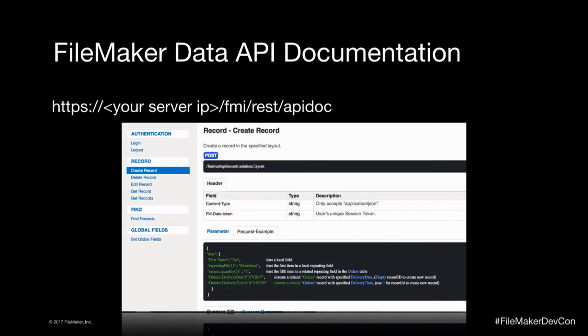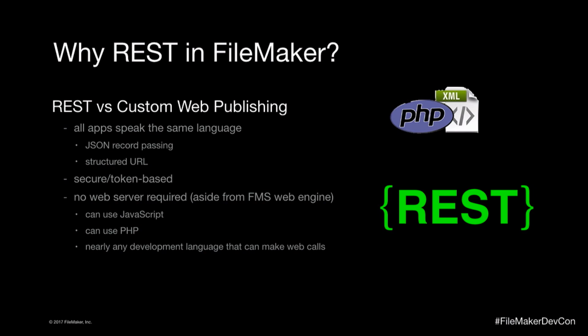This is the FileMaker documentation. If you've installed FileMaker Server 16, you have it on your server. That's the URL to get there. And you'll start recognizing immediately there's the URL that I had in the previous slide, right below where it says post. And what's highlighted is the create record step. So that corresponds directly.